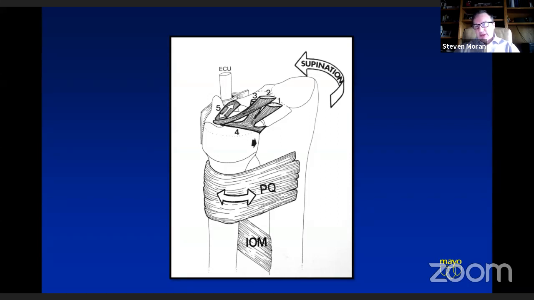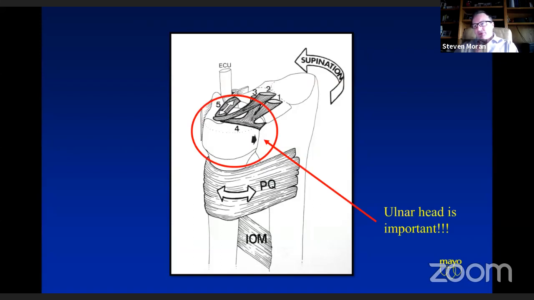I think in looking at this image, what I want to emphasize to you is that the ulnar head is incredibly important. If you take that ulnar head out, whether you're doing a DERA procedure or a HIT procedure, Bowers procedure, where you're removing a portion of the ulnar head, you're collapsing that stability and all those ligaments will become lax.